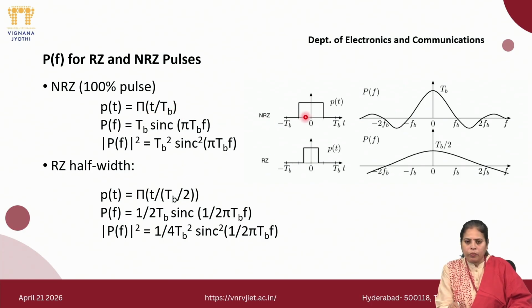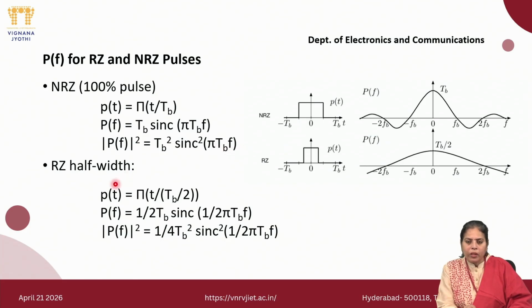As we apply the Fourier transform, we get P of f, that is the Fourier transform of p of t, as a sinc function that extends from minus fb to fb, where fb is 1 by TB, which is the bandwidth required for transmitting the signal, and the signal again goes to 0 at 2fb and minus 2fb. Because the final power spectral density will depend upon the magnitude squared function of the pulse function P of f, we get this as TB squared sinc squared of pi TB f.